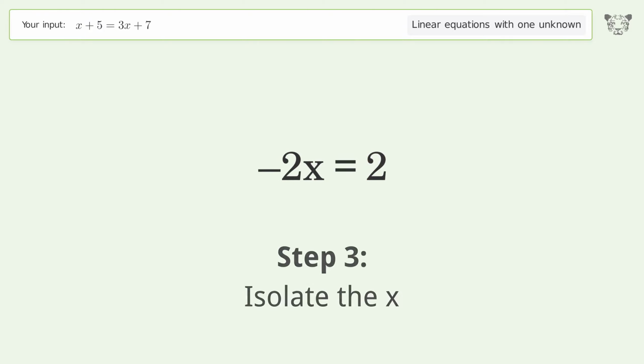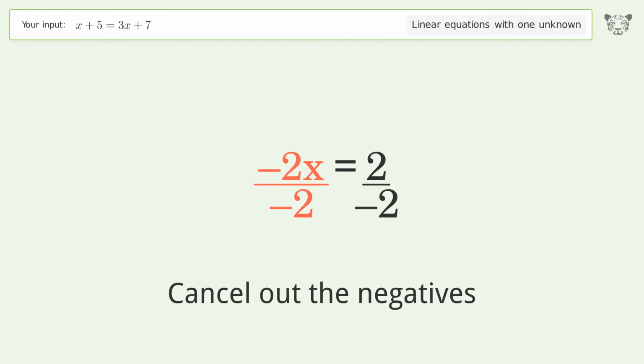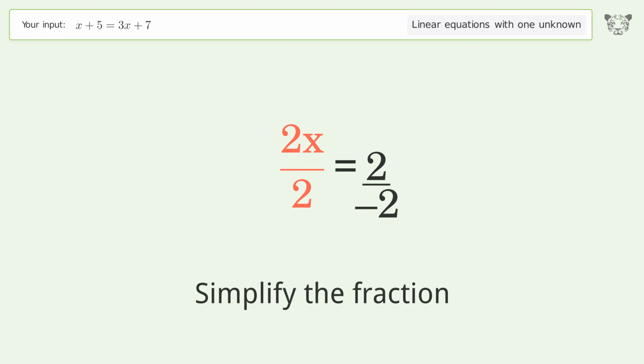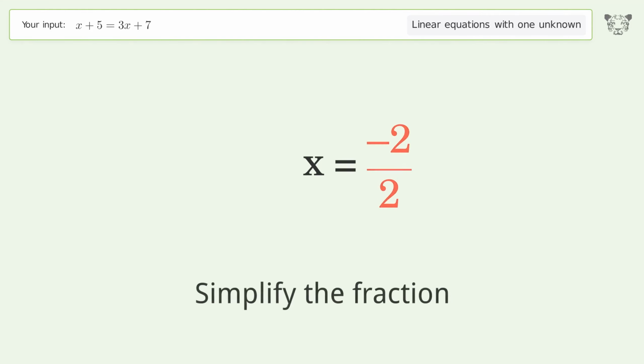Isolate the x. Divide both sides by -2. Cancel out the negatives. Simplify the fraction. Move the negative sign from the denominator to the numerator. Simplify the fraction.